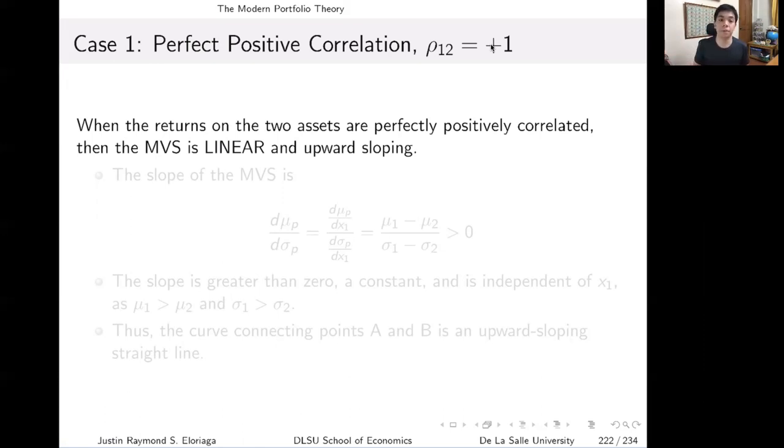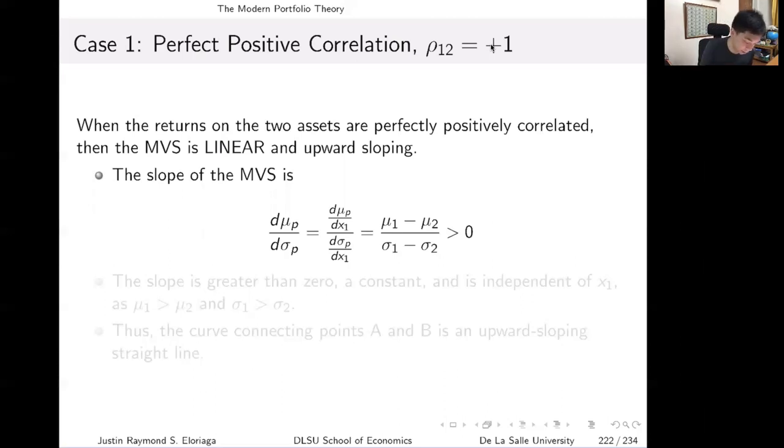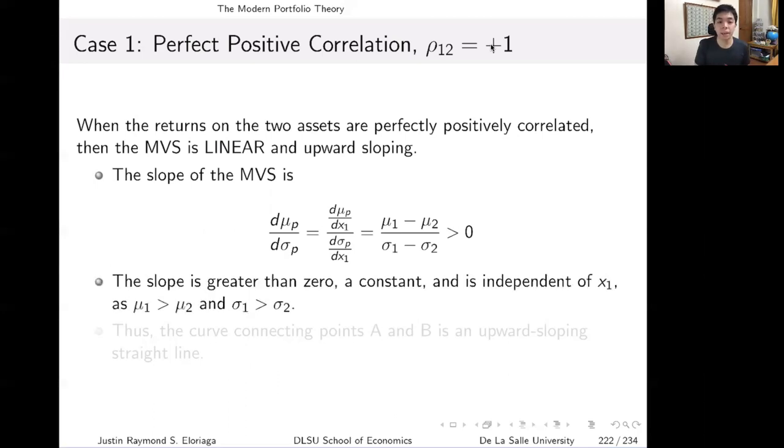And that's rare, of course. So when the two returns of the assets move in exactly the same direction, or are perfectly positively correlated, then we observe that the MVS is a linear and upward sloping curve, right? In fact, if you take the derivative of the expected return with respect to the standard deviation, then you get this exact thing here. And the slope is greater than 0. That's just the difference in the returns over the difference in the standard deviations. That's going to be the slope of the MVS.